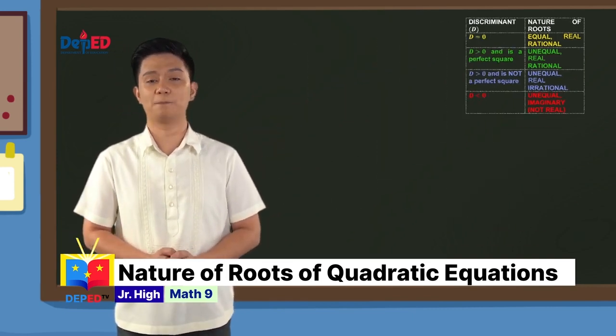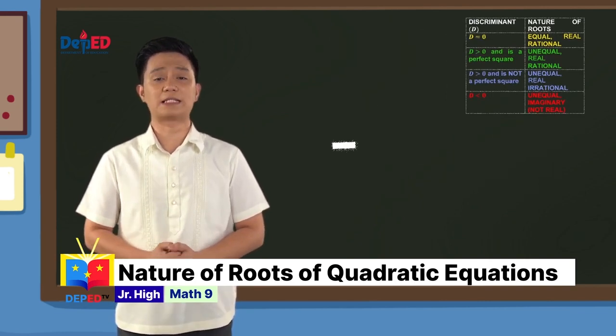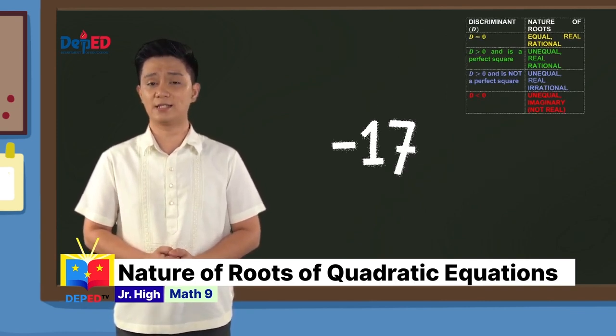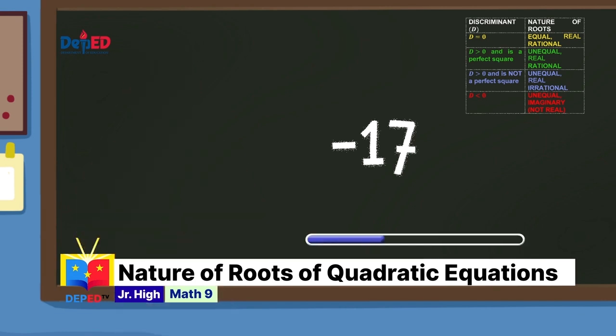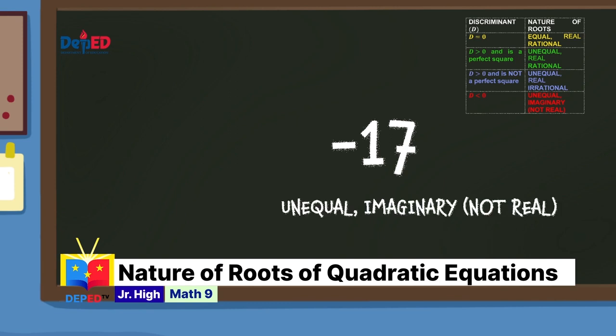Discriminant number 1, negative 17. What is the nature of the roots? For 5 seconds, let's do this. And freeze! What's the answer? Negative 17 is negative or less than 0. Thus, the roots are unequal and imaginary.